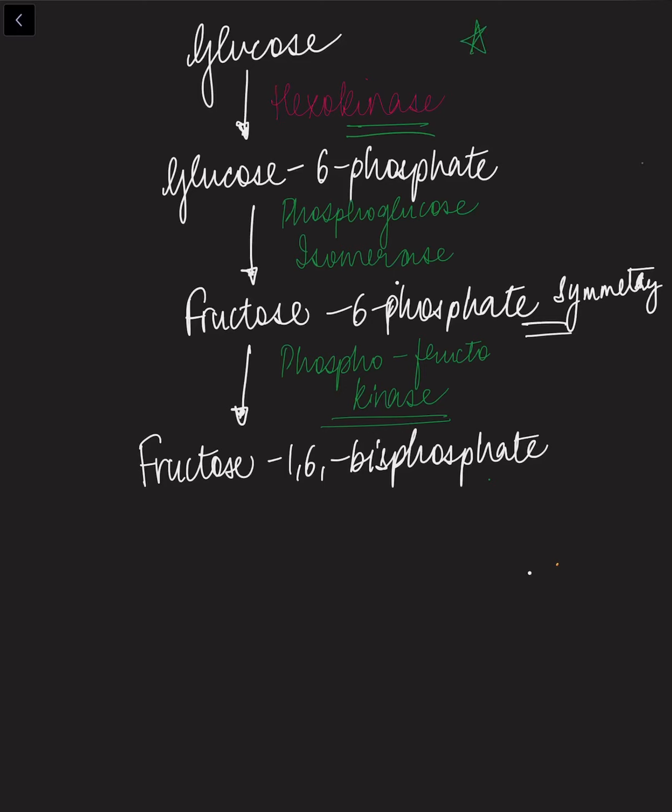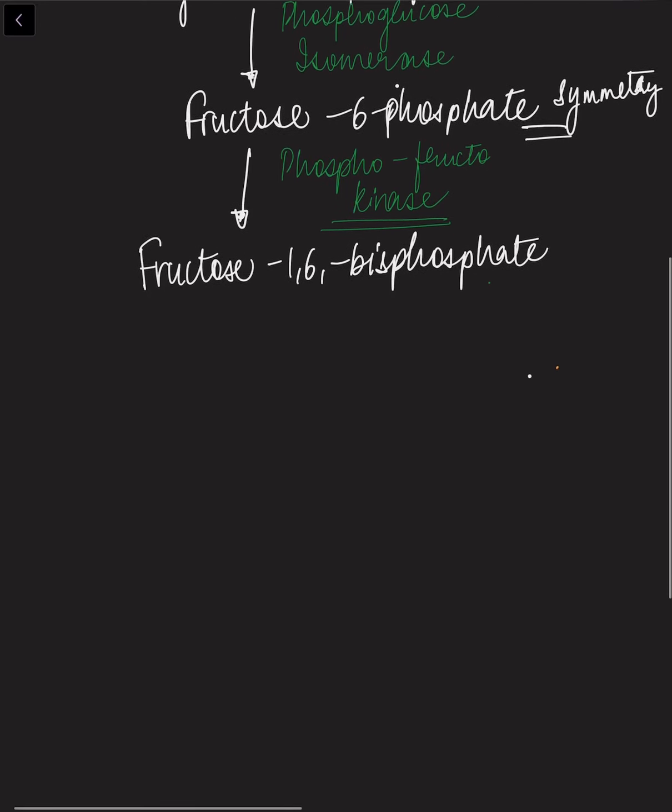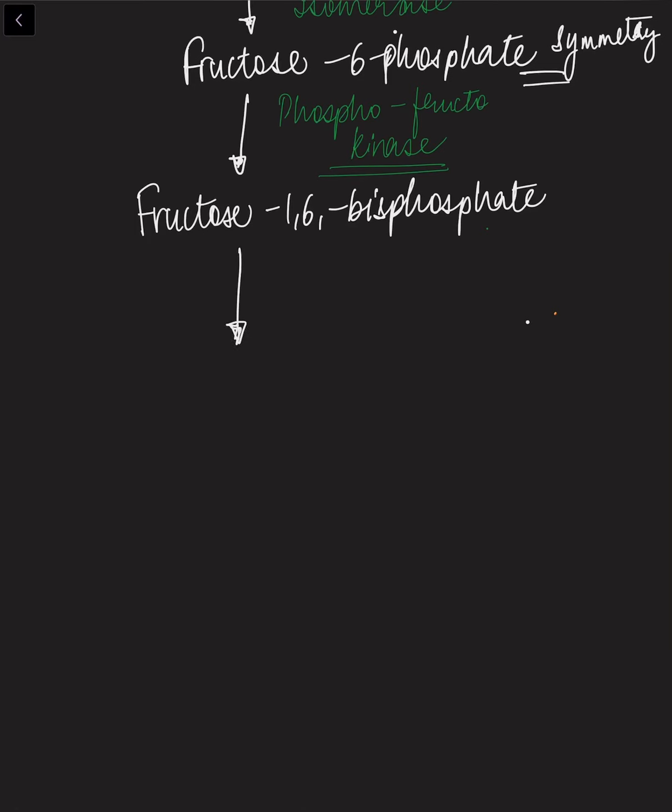So just a hint, whenever you have the word kinase, the substrate is phosphorylated. So fructose 6 phosphate is then converted into fructose 1,6 bisphosphate. One other noteworthy thing of this reaction is that this is the first step where an ATP molecule is consumed and you get ADP.